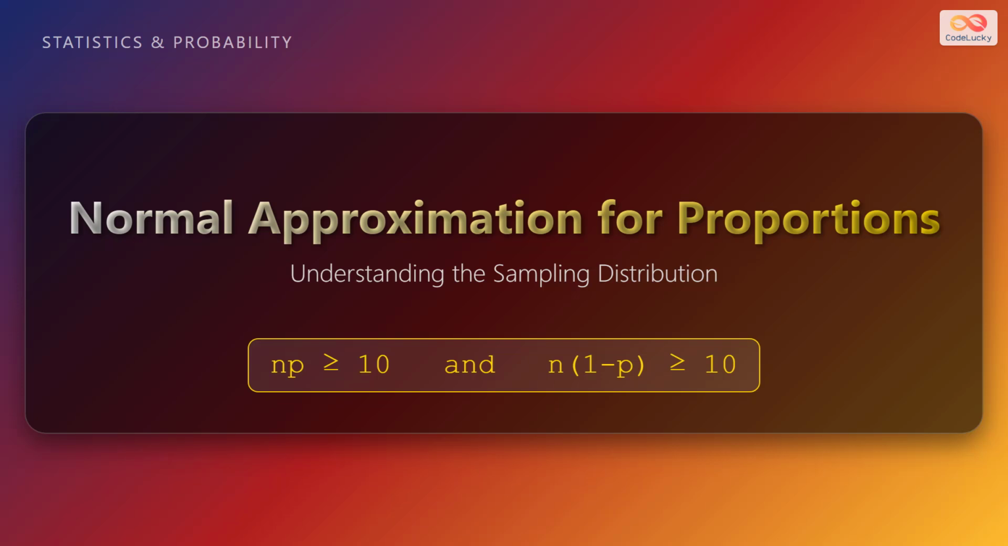Welcome. Today we are diving into a fundamental concept in statistics, the normal approximation for proportions. Specifically, we will understand when it is safe to assume that a sample proportion, p-hat, follows a normal distribution. This relies on the critical success-failure condition, np greater than or equal to 10, and n times 1 minus p greater than or equal to 10.